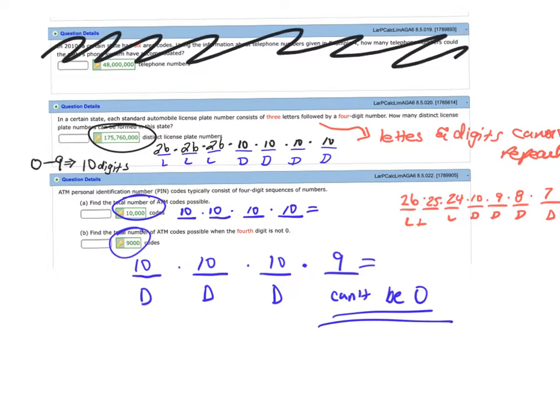The only stipulation they gave me was the last digit. Oh, the last one. Okay, right. Sorry. If nothing could be a 0, then you're right, it would be 9 times 9 times 9 times 9. Sorry, I misread. No, it's okay. Pay attention to what you're reading.